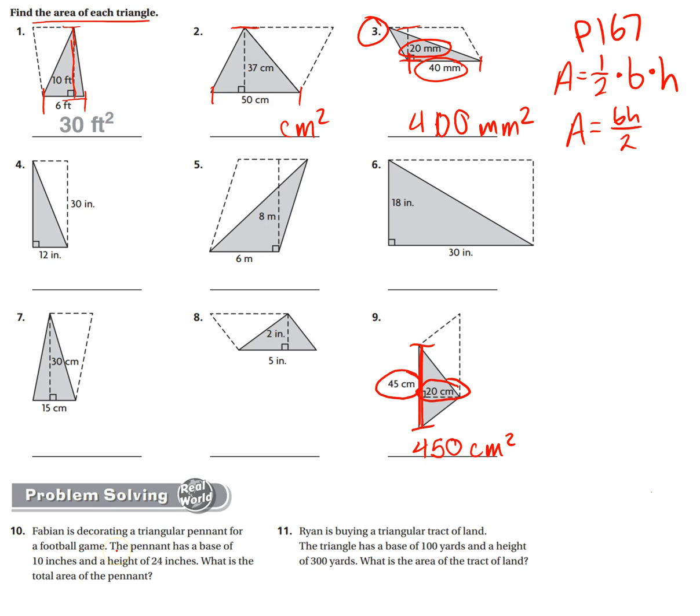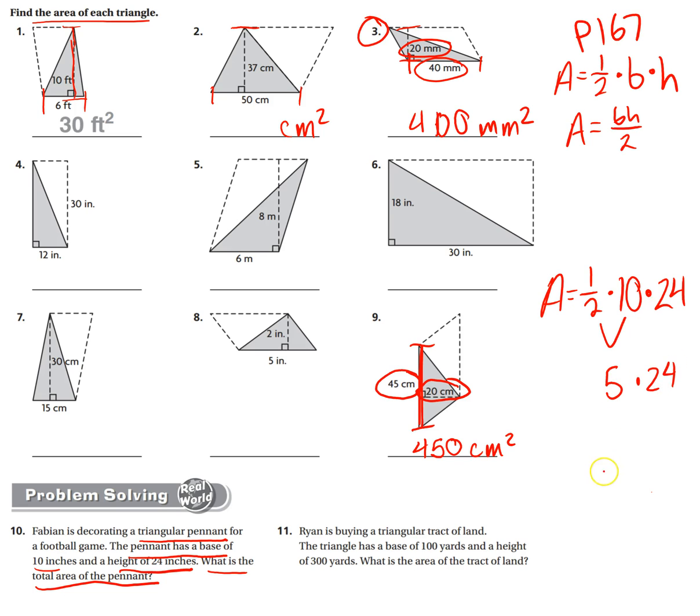Let's go over to number 10, the word problem. Fabian is decorating a triangular pennant for a football game. The pennant has a base of 10. So again, my formula, area equals 1/2 times base, which they said was 10 in this problem, times the height is 24. So times 24. What is the total area? Well, now I'm just multiplying. Half of 10 is 5, and then 5 times 24. I'm going to need to do some work for that one. 5 times 24. 5 times 4 is 20. 5 times 2 is 10, plus 1 is 12. So the area equals 120. And these are inches. And since it's area, it's inches squared.